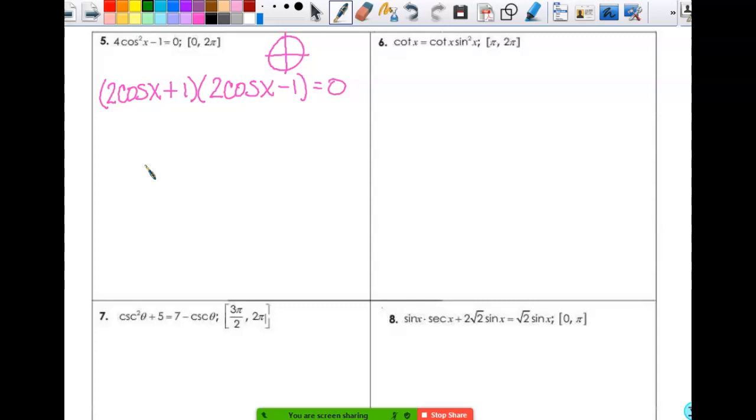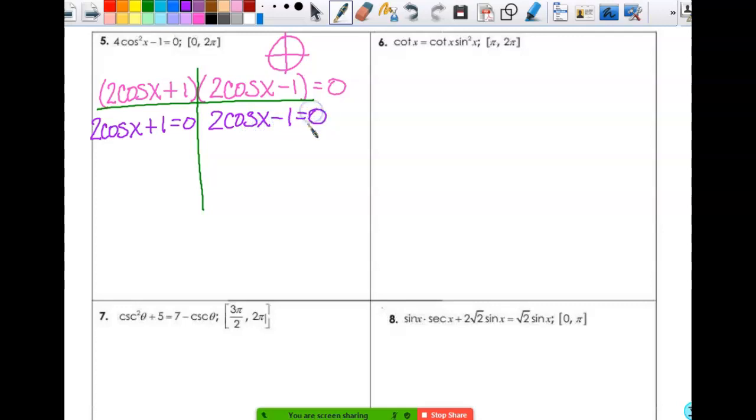Just like you would do if this was just x plus 1, x minus 1, or whatever it is after you factor, you take each factor and you set them equal to 0, right? Your zero sum thing. So we're going to make like a little T-chart almost thing, just so that you can keep your work organized and I can follow your work. And so we're going to take each one of these. This is 2 cosine x plus 1 equals 0, and 2 cosine x minus 1 equals 0. Then we're going to solve each one of them separately.